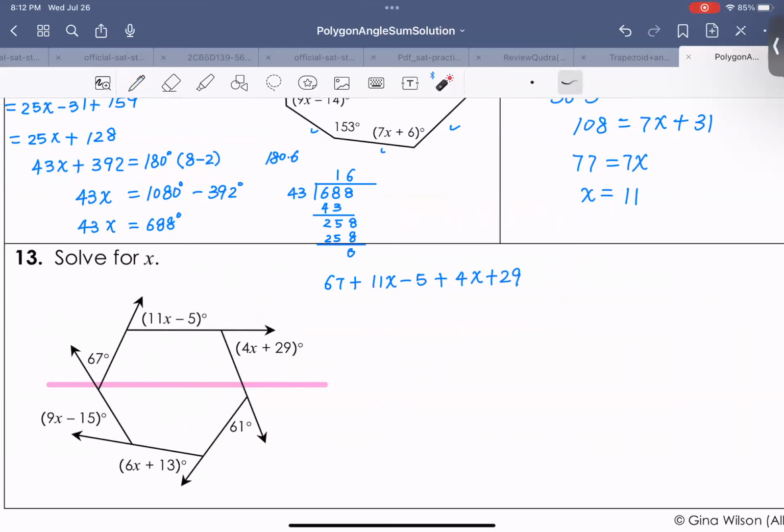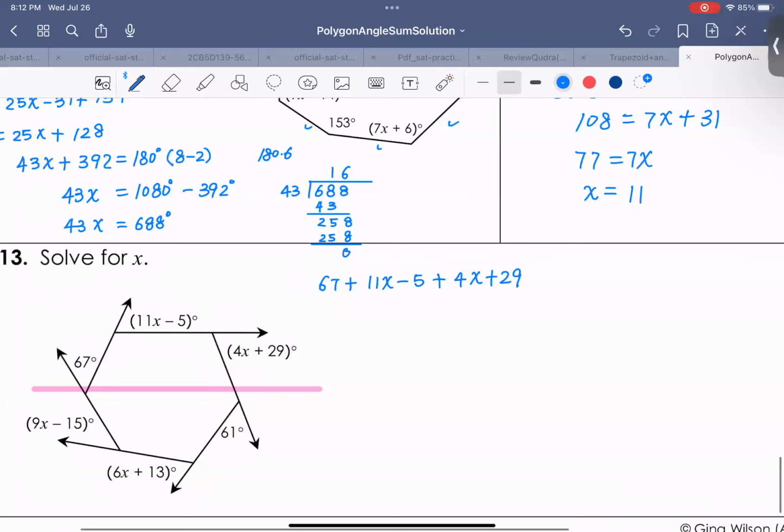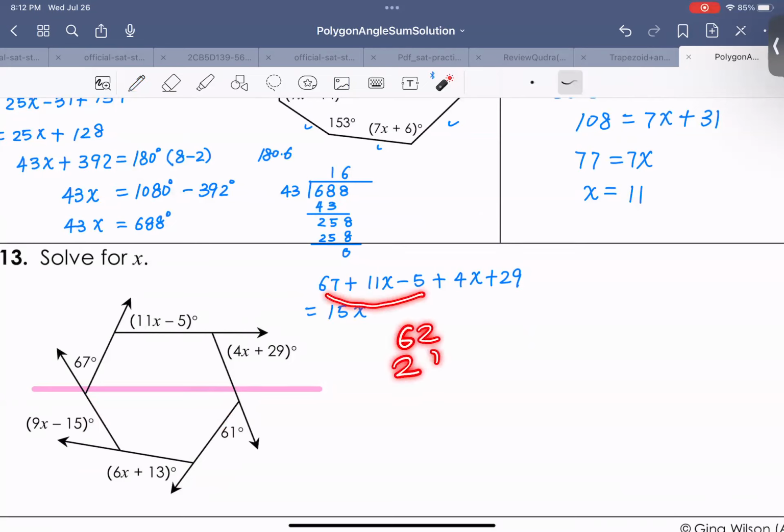Hold on, we haven't done this part yet. Let's combine this first. Okay. This equals 15x. This becomes 62. 91.